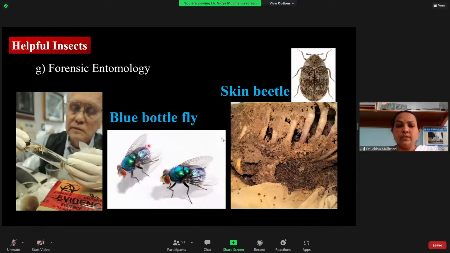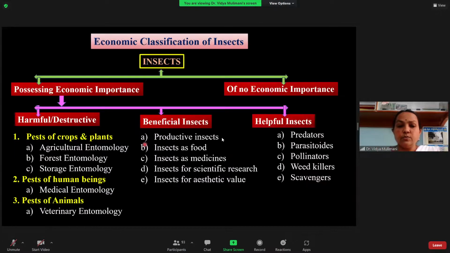And that is the end of the economic classification. Please, students, this is a very important classification. Try to understand it. For each category, the only thing is that you have to insert the examples there. This is the broader economic classification of insects, where you classify insects based on economic importance as harmful, beneficial, and helpful insects.